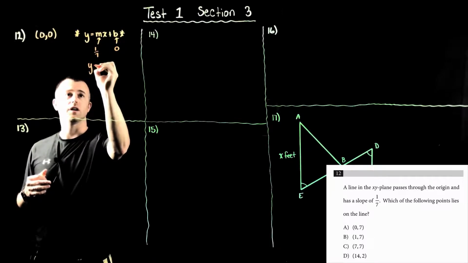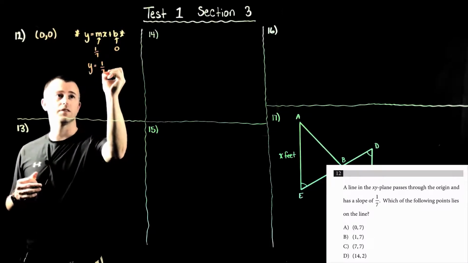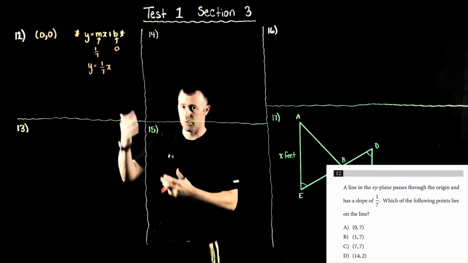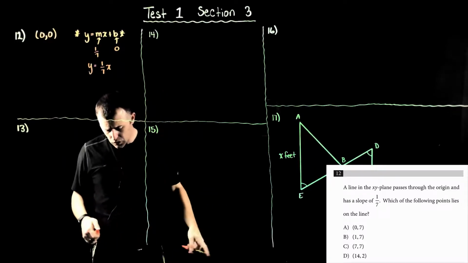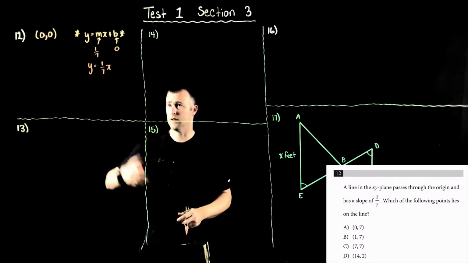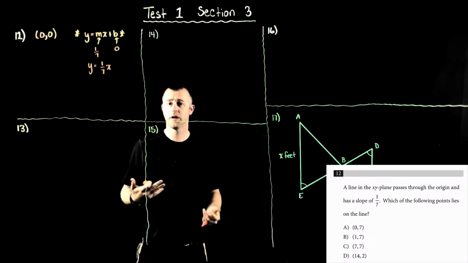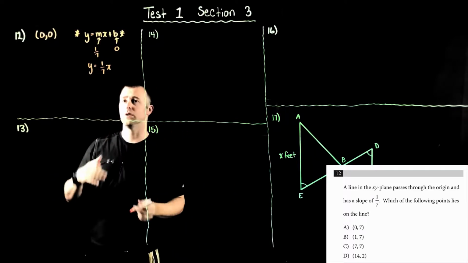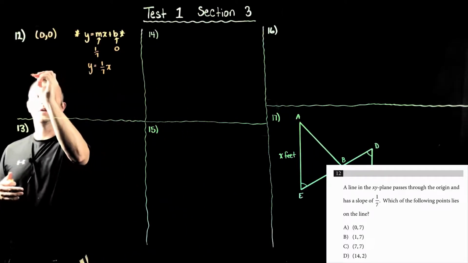So the equation that I have is y equals 1/7 x. So that's going to be my equation for this linear function. So it has that slope, which of the following points lies on the line. So I have my equation. I just need to find the point that lies on that line. If you go through this, all you're doing is plugging in points. The answer is going to end up being D.